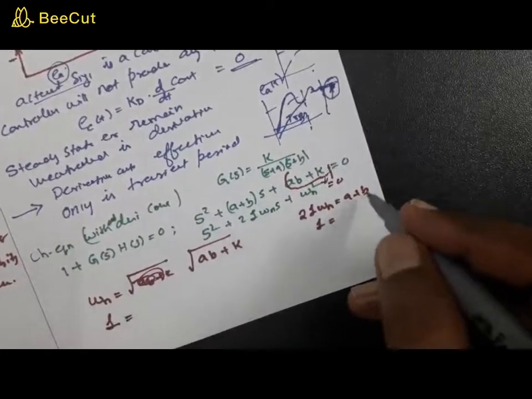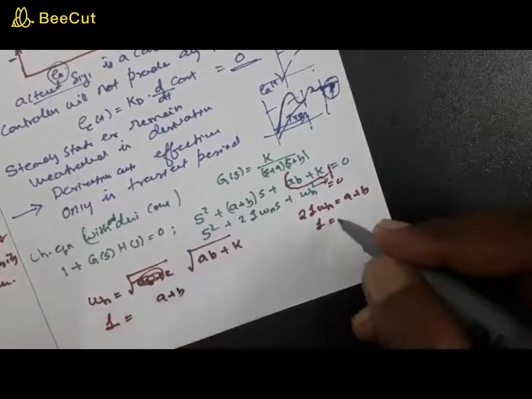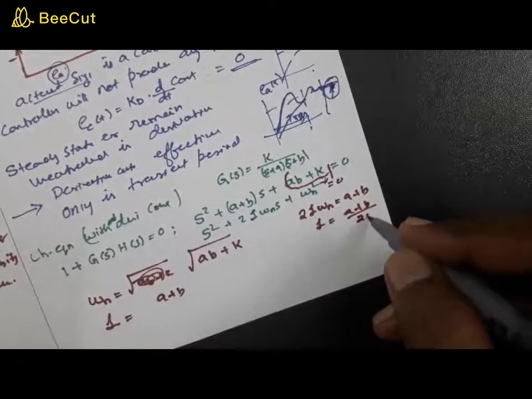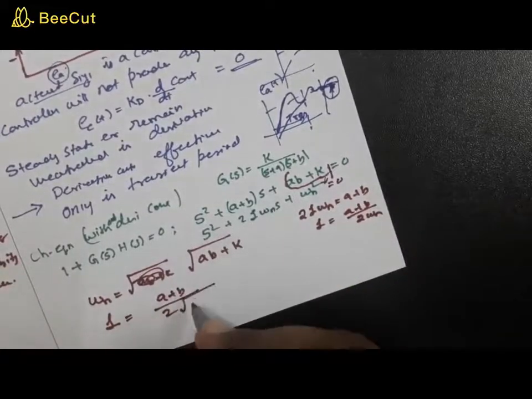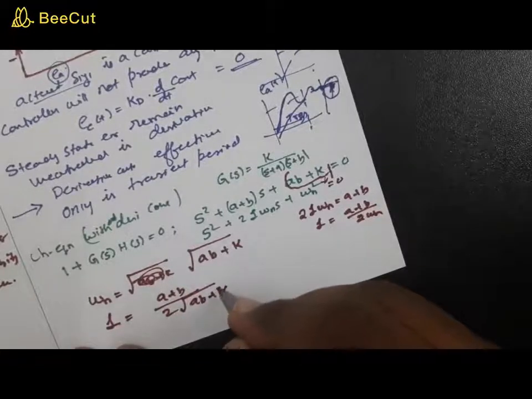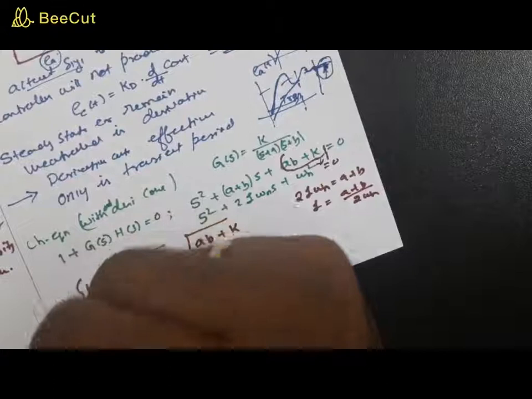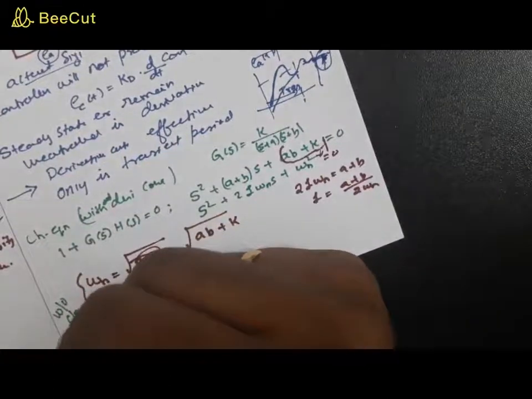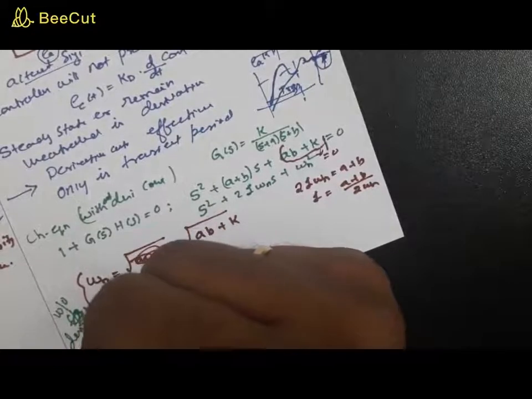So from this you will get theta as (a plus b) by 2 omega n, that is (a plus b) by 2 omega n. We have already derived omega n to be root of (ab plus k). So this is your theta, okay, with ab plus k. So this is omega n and theta without feedback, without the derivative control.